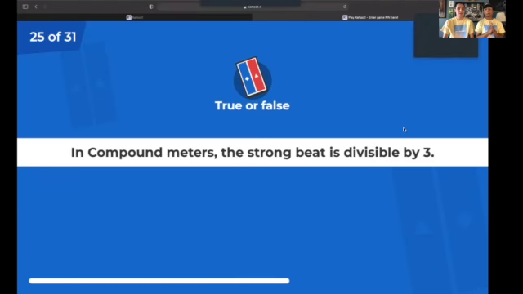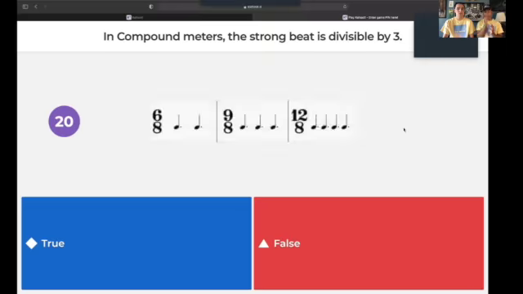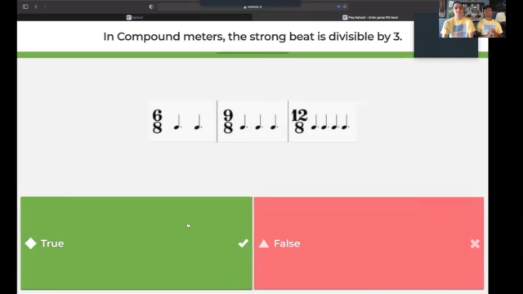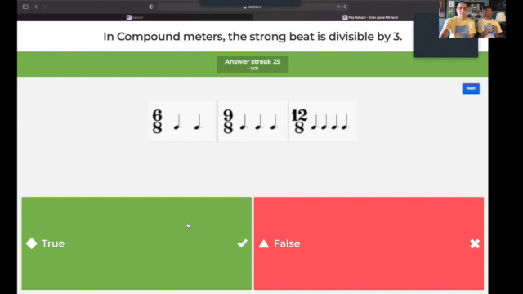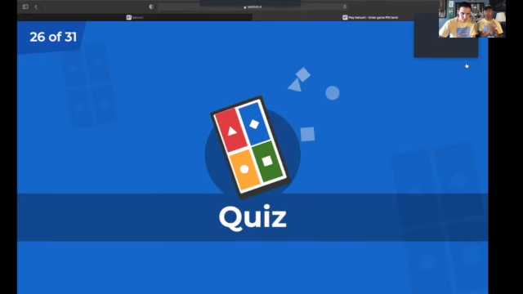Now, in compound meters, the strong beat is divisible by 3. Is this true or is this false? Remember, we have 6/8, 9/8, and 12/8. And is that strong beat divisible by 3? The answer is yes, it is true. This is divisible by 3. That is what actually separates the simple and compound meter. One is divisible by 2, that's the simple, and the other is divisible by 3, and that's the compound.